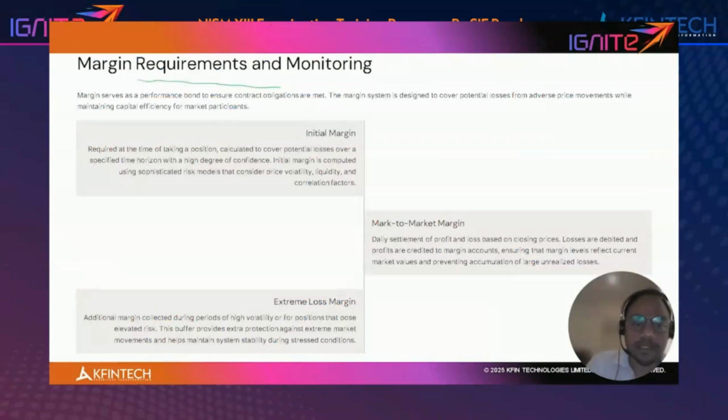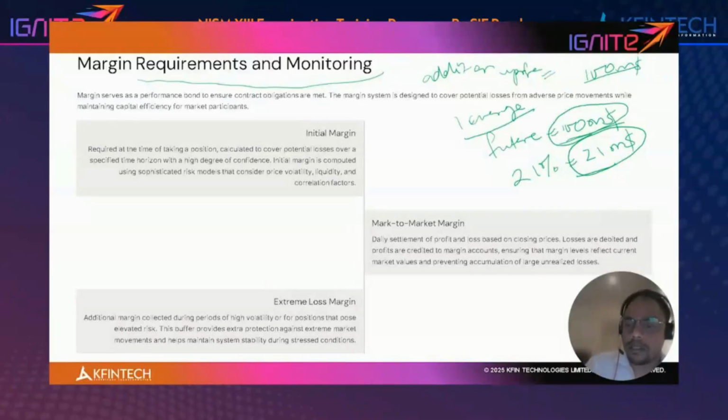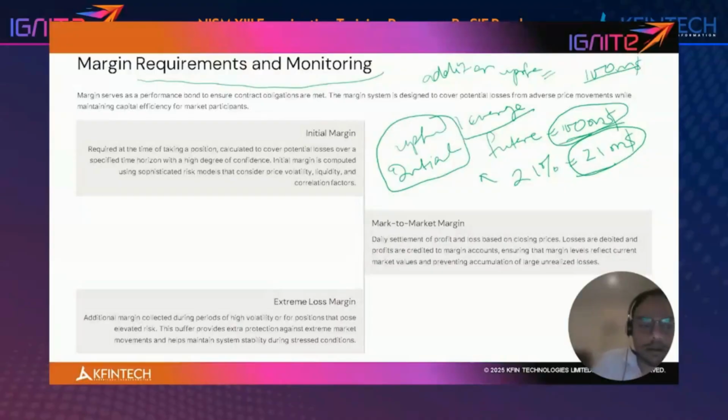Next is the margin requirements and monitoring. Margin means additional upfront money. Suppose I want to buy 100 million of bonds. Because I'm buying a futures of 100 million, I don't need to post 100 million. I need to post only 21 million, 21%, say 21 million to take an exposure of 100 million. That's why futures are leverage contracts. This is the initial margin, or upfront margin, because that is paid at the start, required at the time of taking the position, calculated to cover potential losses.